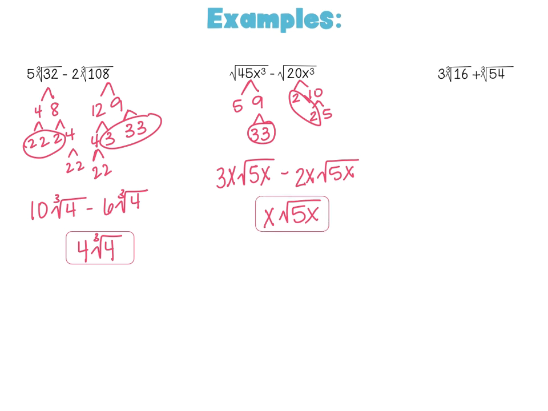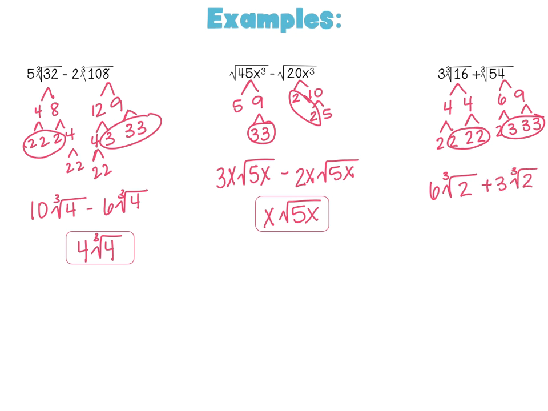Next example. Again, they do not match, so I want to factor tree it. I need 3 of the same number. 2 times 3 is 6, with a 2 left over. Let's do the same thing for that cube root of 54. I need 3 of the same number. 3 goes on the outside with the 2 on the inside. They do match. I've got the cube root of 2 and the cube root of 2, so I can just combine like terms. 6 plus 3 is 9 times the cube root of 2 for my final answer.